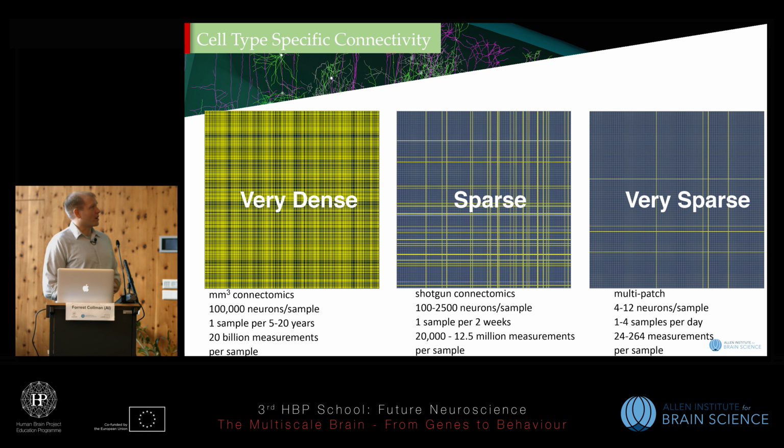So the idea behind shotgun connectomics is that maybe there's an intermediate scale which could be more efficient in the long run for measuring connectivity. If we had a technique that could assay connectivity of 100 or 2,500 neurons per sample, and you could do this relatively quickly, say a sample every 2 weeks, then you'd get between 20,000 and 12.5 million measurements of connectivity per sample. And if you scale that up to the order of years, you can imagine getting hundreds of millions of measurements of connectivity.